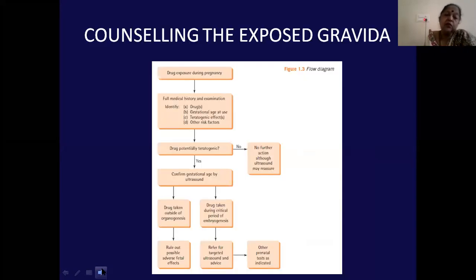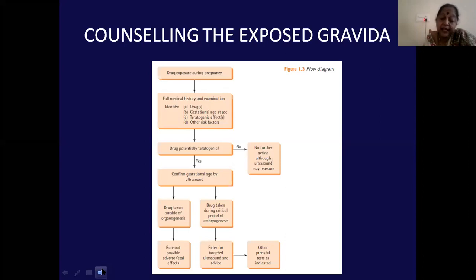Whenever the patient comes to you about inadvertent drug exposure during pregnancy, counseling of this exposed gravida is very, very important. First and foremost, one should always take a full medical history and examine the patient, identify what drugs she has taken and the gestational age at which she used them, and you must know the teratogenic effects of these drugs and other risk factors. If the drug is potentially teratogenic, then you have to confirm the gestational age by ultrasound. If the drug is taken outside organogenesis, then you can rule out the possibility of any adverse fetal effect.